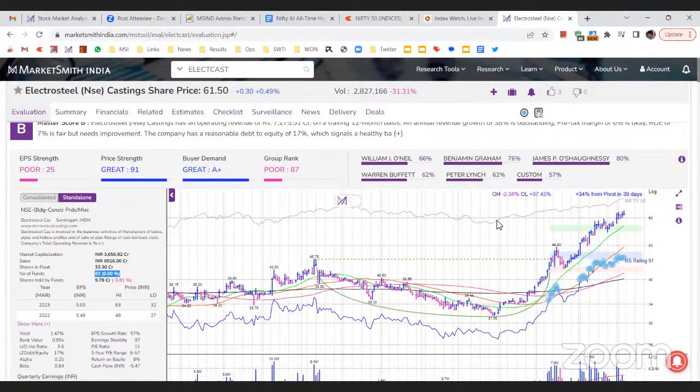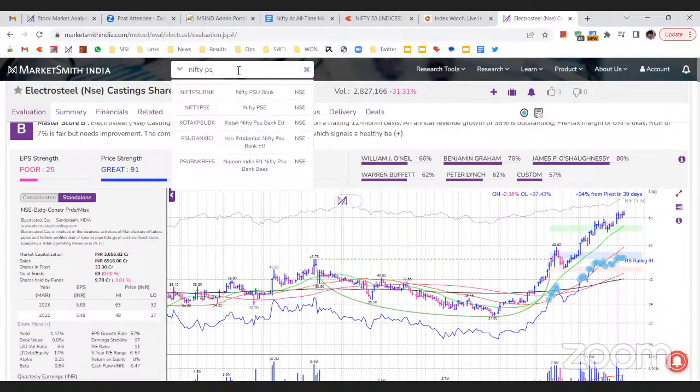There are other questions, a lot of questions related to PSU banks. It has been the sector in momentum. So Raj, can you get a Nifty PSU bank chart? Yes.